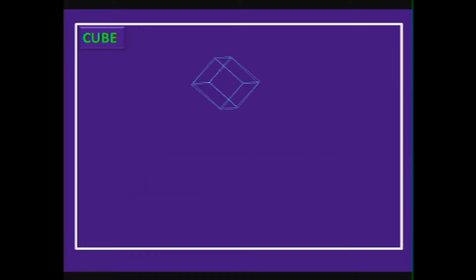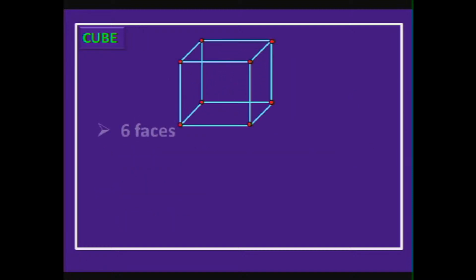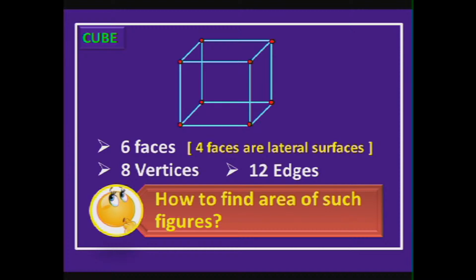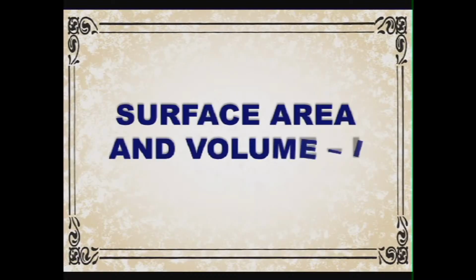Got it children? Now similarly, if we consider a cube also, it has 6 faces, of which 4 are called lateral surfaces, and you can see there are 8 vertices also, and at the same time you can notice there are 12 edges. But children, do you know how to find the area of such figures, that is cube or cuboid? So today in our topic, surface area and volume part 1, we are going to learn more about the areas of these 3D objects.